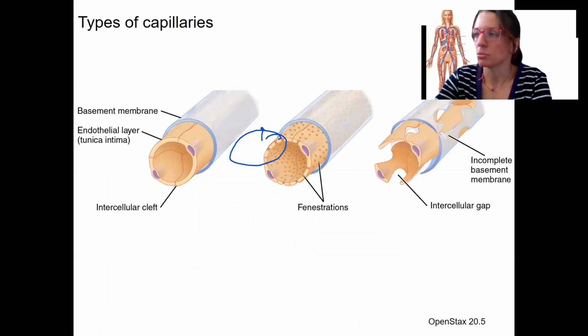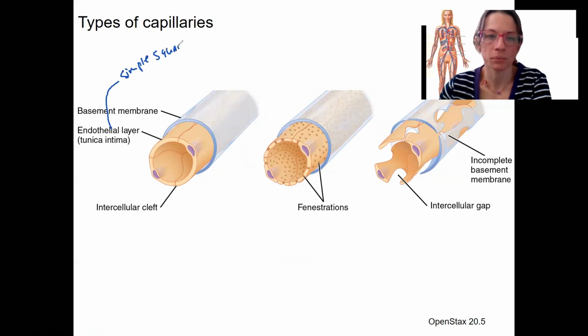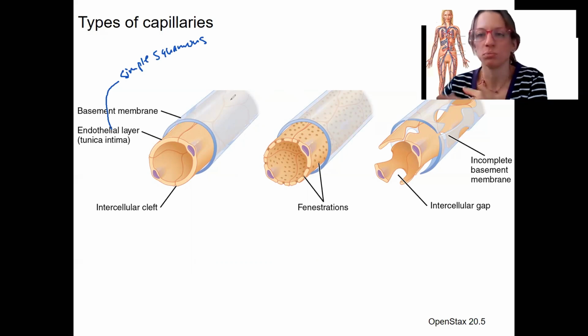Of course, there's more than one, right? So they all have a single layer of endothelium, right? You know that. And then it's 1 cell thick, simple squamous epithelium, that tunica intima, simple squamous, and surrounded by this basement membrane, which is just kind of proteins and stuff. And then, so that's what they all have. But then there's 3 different types. So some are more porous than others.